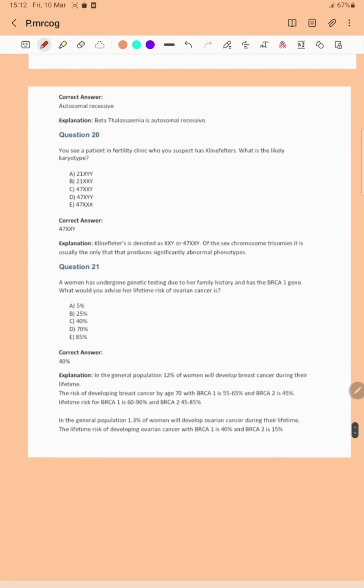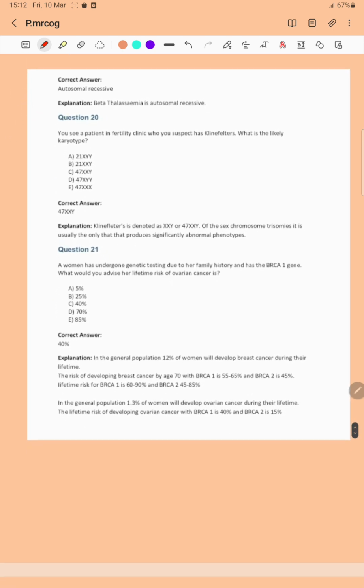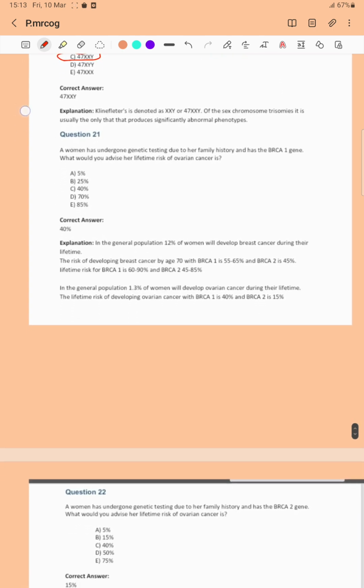You see a patient in the infertility clinic who you suspect has Klinefelter. What is the likely karyotype? Klinefelter patients have 47,XXY. So option C is correct. Klinefelter is denoted as XXY or 47,XXY, and of the sex chromosome trisomies, it is usually the only one that produces a significantly abnormal phenotype.